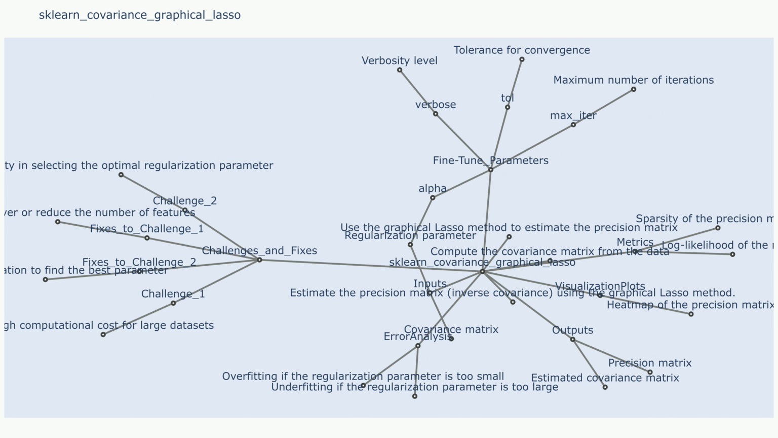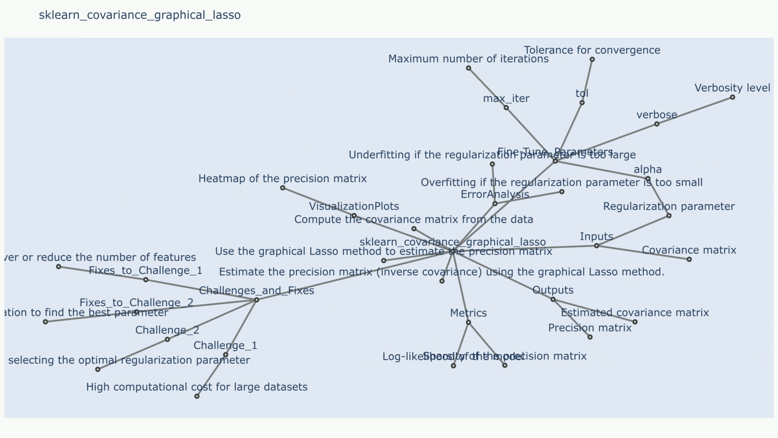Steps. Step 1. Explain in detail. The graphical lasso algorithm works by minimizing a penalized likelihood function. The penalty term is a multiple of the L1 norm of the precision matrix, which encourages sparsity in the estimated precision matrix. Step 2. Explain in detail. The algorithm iteratively updates the precision matrix until convergence.